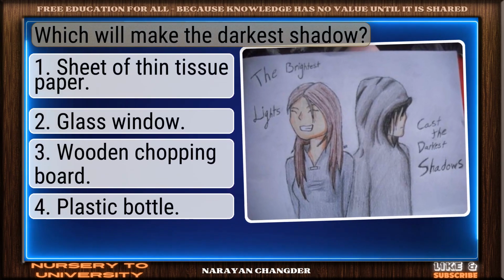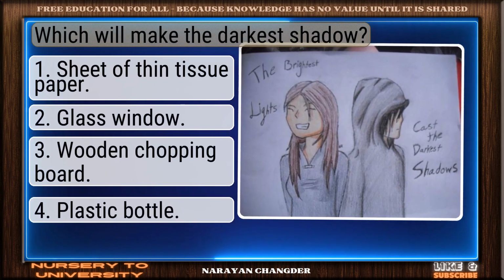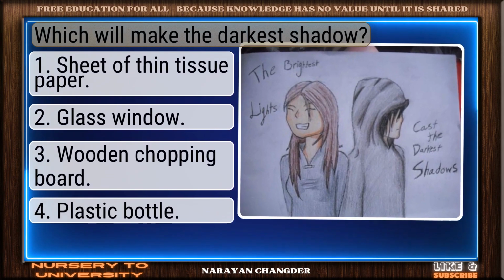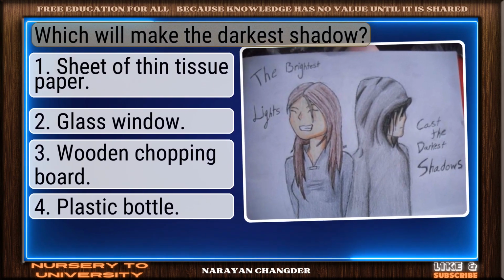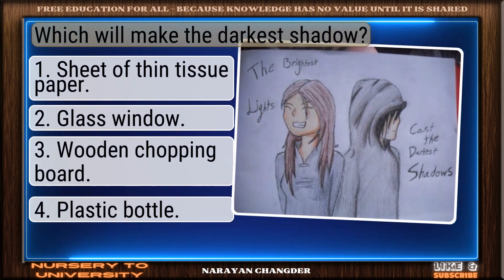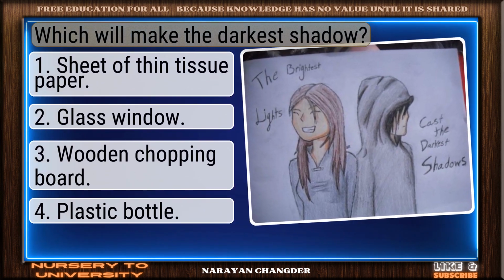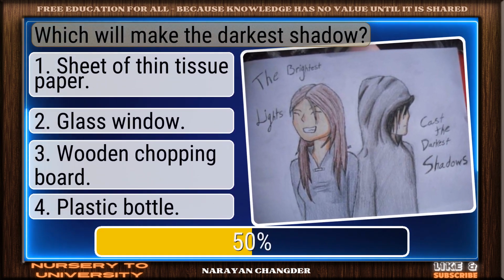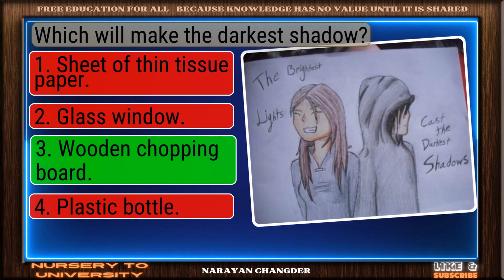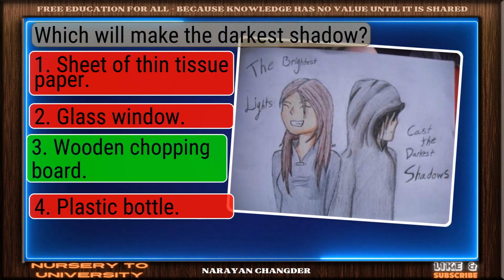Which will make the darkest shadow? Option 1, sheet of thin tissue paper. Option 2, glass window. Option 3, wooden chopping board. Option 4, plastic bottle. You're on fire, wooden chopping board.